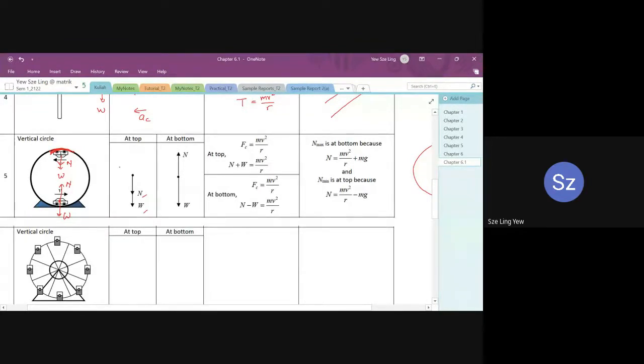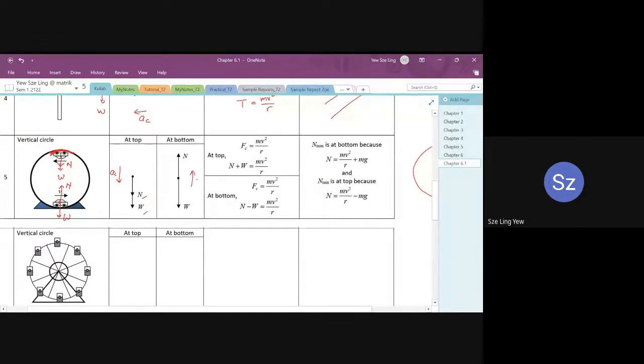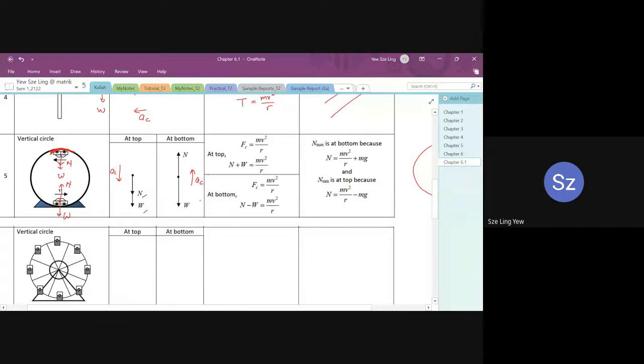So when it is at the top, the direction of AC is going down. When it is at the bottom, the direction of AC is now going up. So from here, you then determine the equations. Let's look at the top. At the top, Fc is equal to mv squared over r. Now, N and W are pointing in the same direction, therefore you add them. According to the diagram given, when it is at the bottom, N is going up, W is going down, and AC is going up, which indicates that N is a positive vector and W is a negative vector, therefore minus W. So N minus W equals mv squared over r at the bottom.